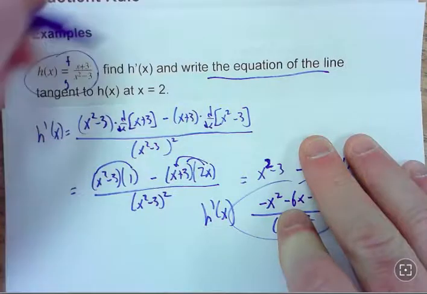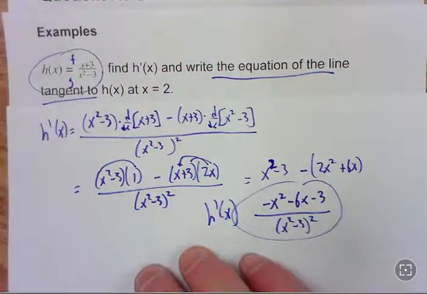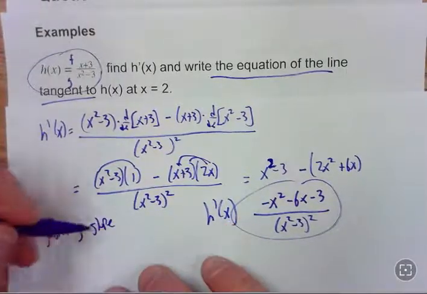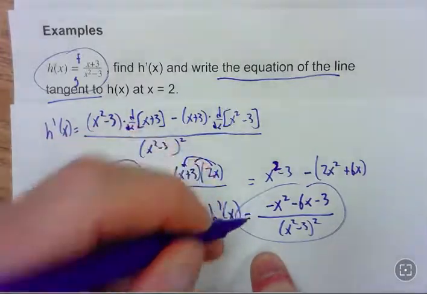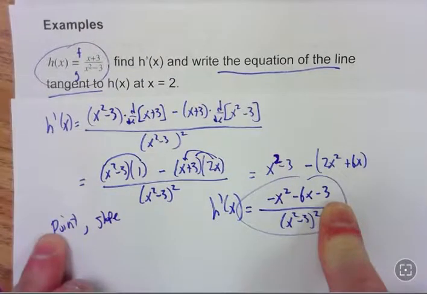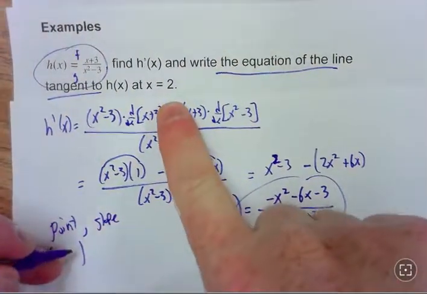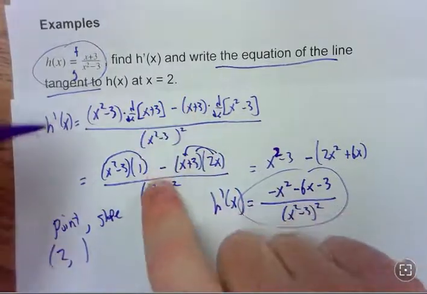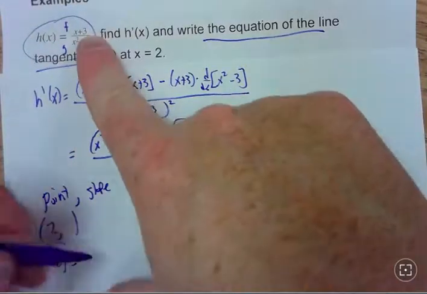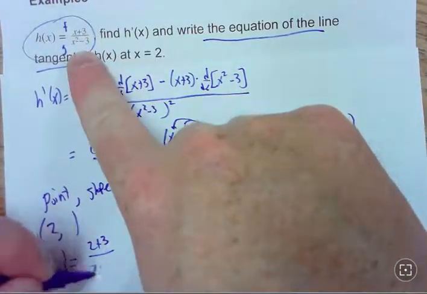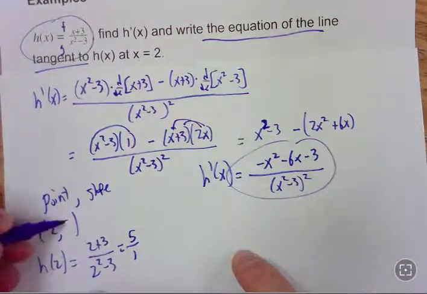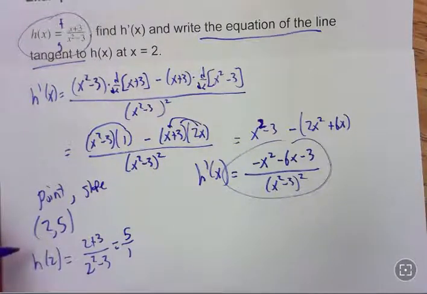So now the next part, write the equation of the line tangent at 2. All right, what do I need to write the equation of the line? I need a point. I need a slope. Well, here's an equation for the slopes everywhere. I just want the slope at 2. And the point, well, that's just an x and a y. Well, I know x. Let's do that first. So I need to find out what is h of 2. Well, that's going to be 2 plus 3 over 2 squared minus 3. Well, that's 5 and that's 1. So the point is 2 comma 5.